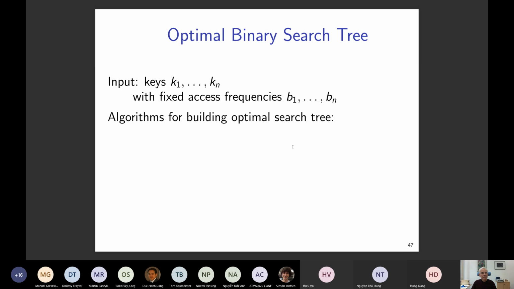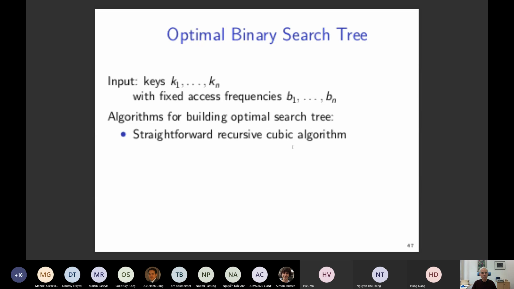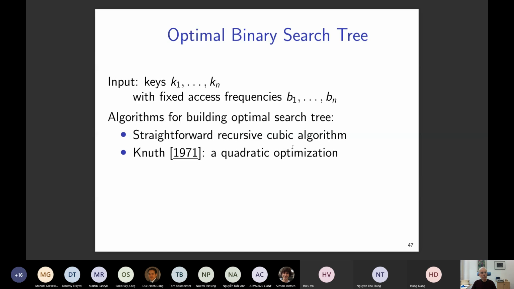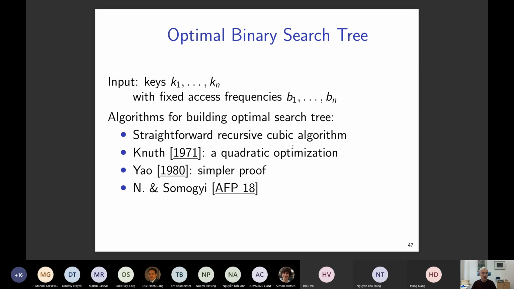And there are some algorithms for building such optimal binary search trees, and there's a straightforward recursive cubic algorithm, but Knuth came up with a quadratic optimization that's not obvious. And Yao simplified the proof, and we then verified Yao's proof, which is quite tricky, and we also ended up at the quadratic optimized version.